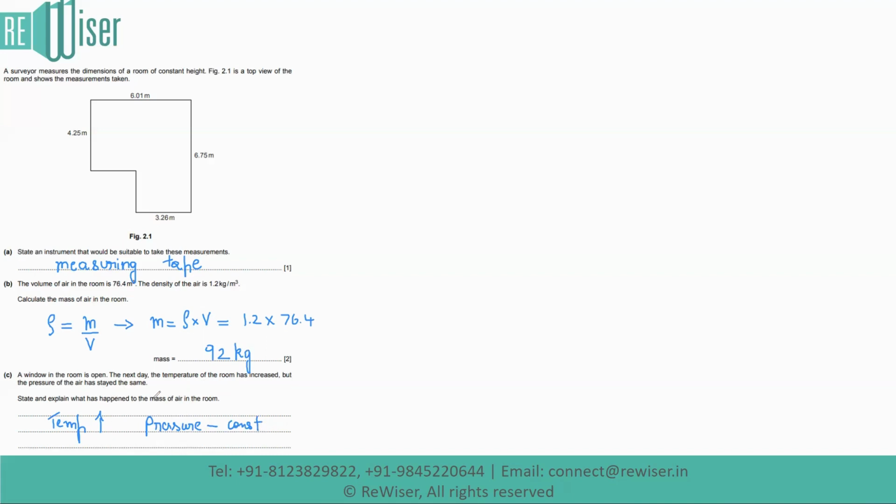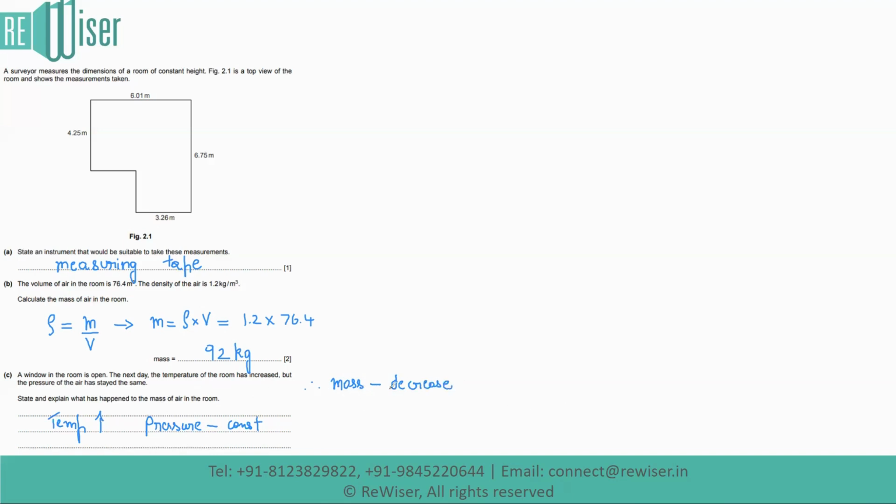Now we are asked what happens to the mass of the air in the room. So now whenever a window in the room is open, it is obvious that some of the gas will and should escape. And when some of the gas does escape from the room, the mass of the air that is present in the room will decrease. So to conclude, the mass of the air that is present within the room will decrease.